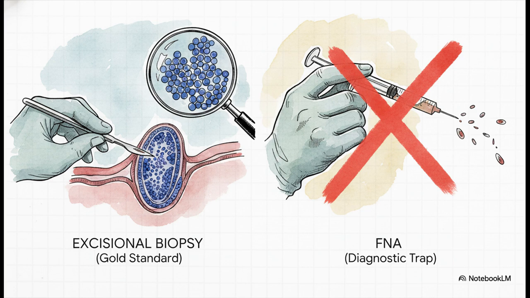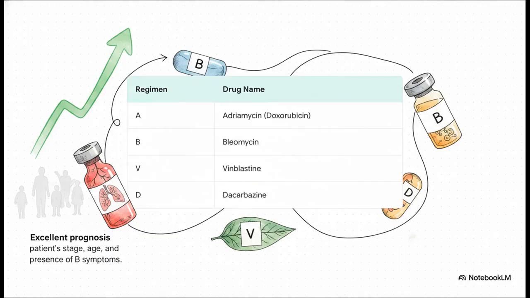You absolutely must excise. Once it's confirmed, the prognosis is actually generally excellent, way better than most non-Hodgkin lymphomas, though of course it depends on the patient's stage, age, and whether those B symptoms are present. The standard treatment arsenal is the ABVD regimen. This stands for adriamycin, which you might know as doxorubicin, bleomycin, vinblastine, and dacarbazine. This specific combination is highly effective and absolutely represents the standard of care.